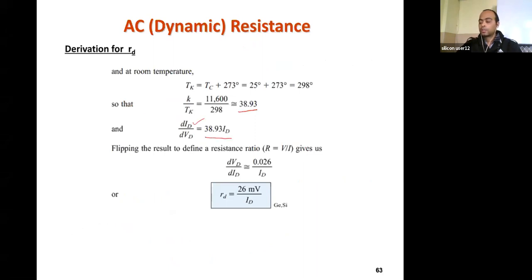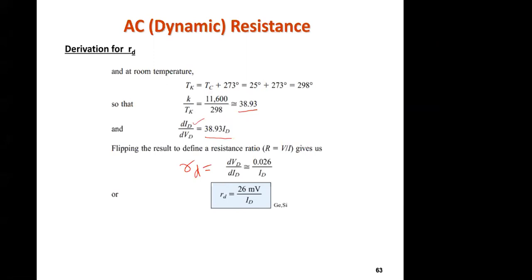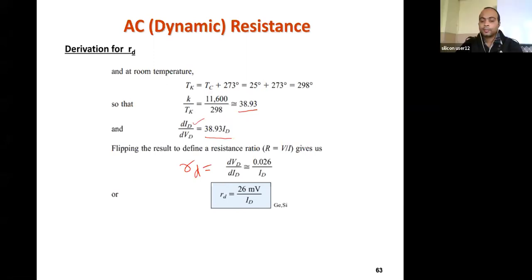Once you got these things, your rd equals dVd by dId, or that is equal to 1 by dId by dVd, which is equal to 0.026 by Id, or that is equal to 26 millivolt by Id. Is it clear to all of you? Yes, sir. Yes, tell me.